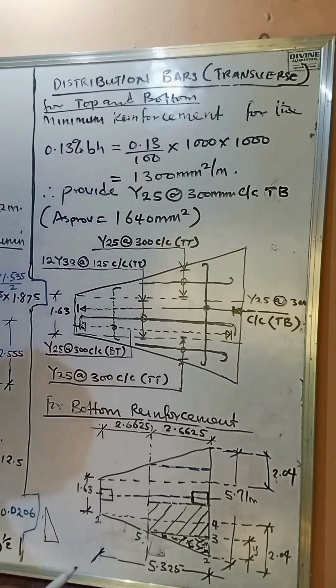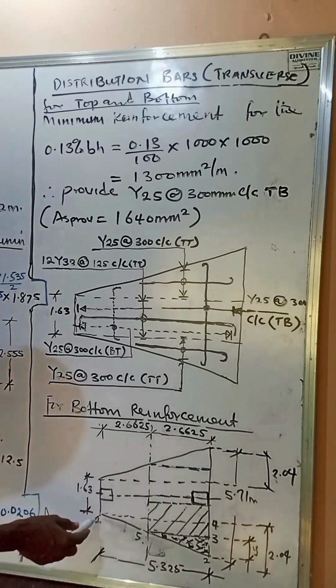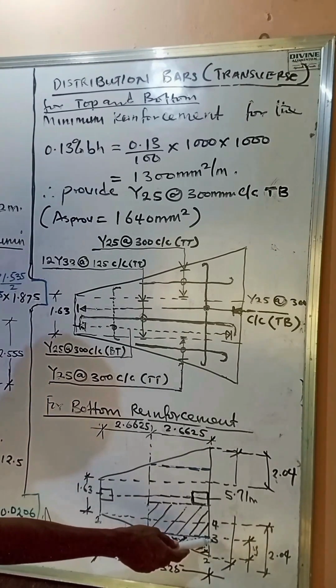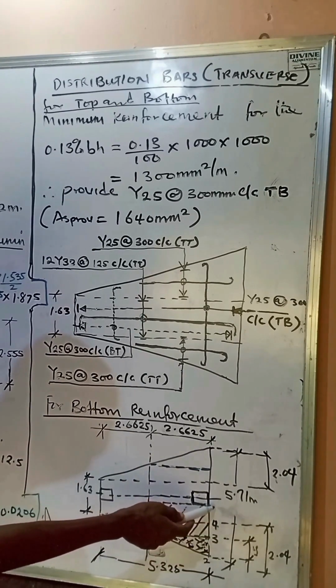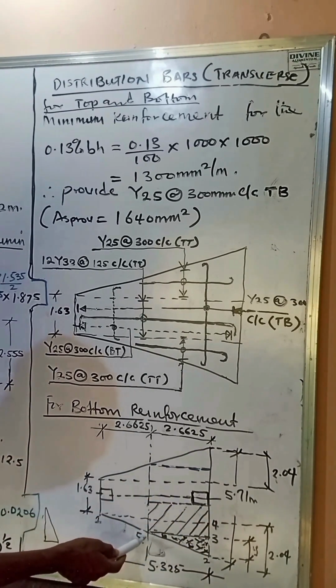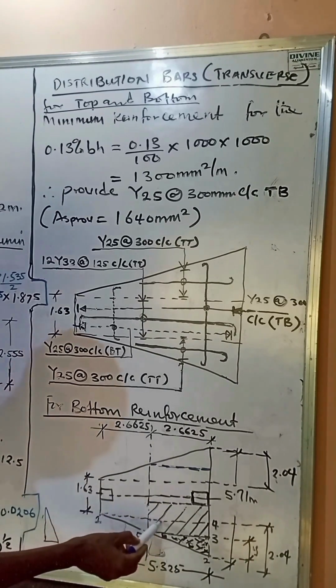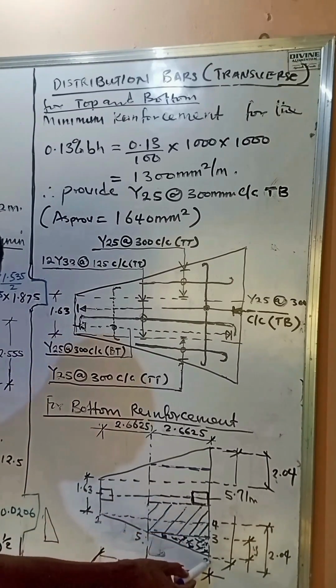So I'm calling the portion for easy understanding. Let me label it for your understanding. We can call here 1. We can call this point 2. We can call here 3. We can call here 4. We can call this point 5. So the triangle I'm going to concentrate on is this.